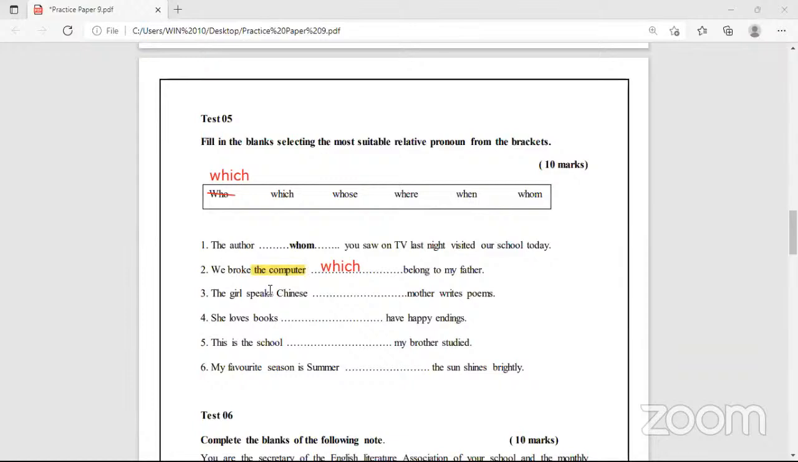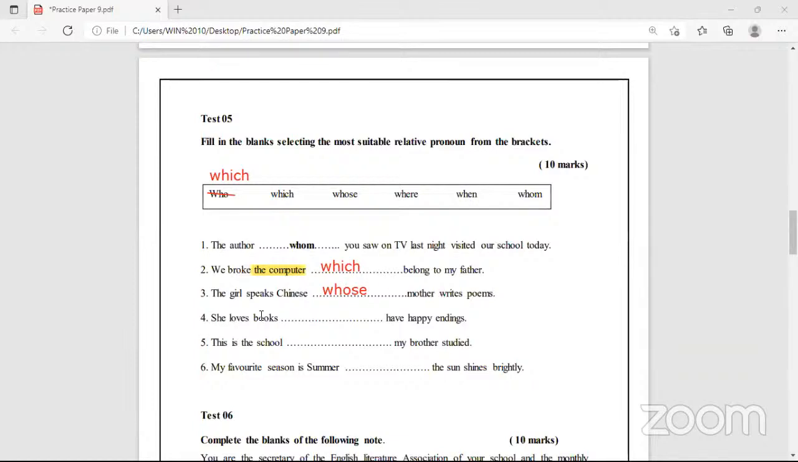Next one, the girls speak Chinese. The girls speak Chinese whose mother writes poems. Whose mother, that means it is a possessive adjective. Whose mother means her mother. The girls speak Chinese, kind of this girl's mother. It describes the girl's mother from this relative pronoun, whose mother writes poems.